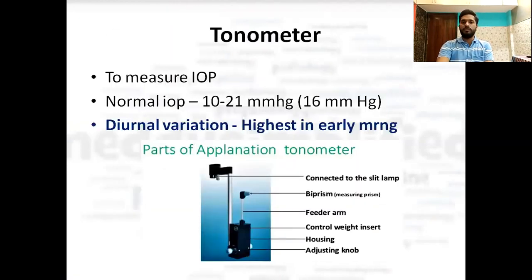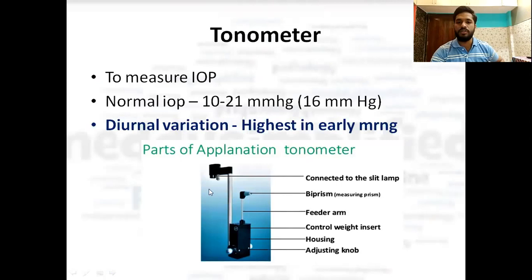Now talking about the tonometer. Tonometer is used to measure the intraocular pressure. Normal intraocular pressure is 10 to 21, and the average we find is around 16. Now this intraocular pressure of the eye has diurnal variations. That is, in the morning it is something else, in the evening it is something else. So at what time is it highest? It is highest in early morning, whereas in the evening it is less.